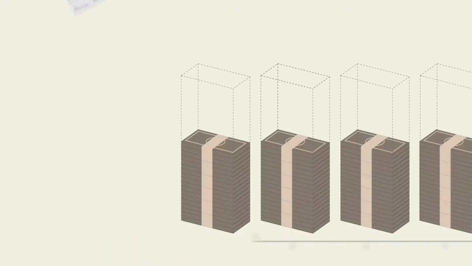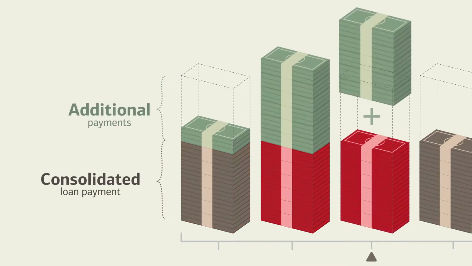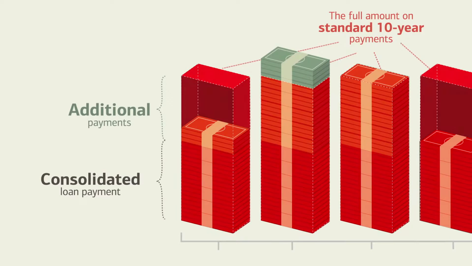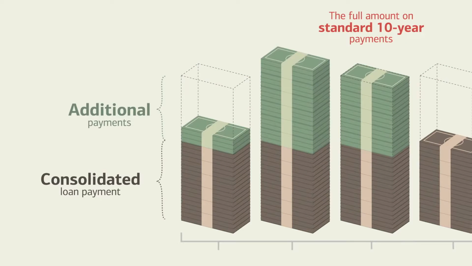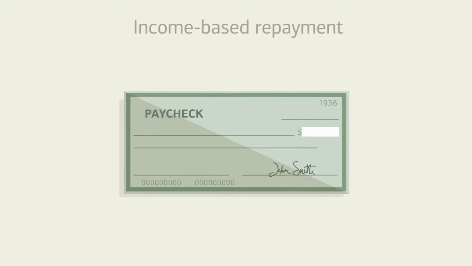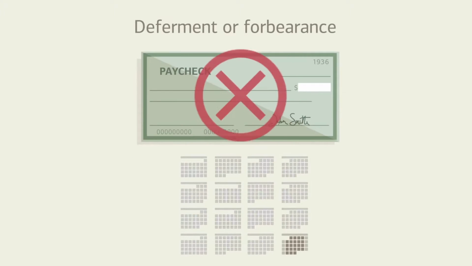But if you do decide to consolidate your loans, it's good to keep in mind that you always have the option of paying more than your monthly payment, which can save you money over time, while still having the flexibility of not having to make the higher monthly payments that you would have on a standard 10-year plan. But everyone's situation is different. If you're struggling to make payments on your original loans, you might consider repayment options other than loan consolidation, like an income-based repayment plan. Or if you run into a financial hardship and need short-term relief, you might consider deferment or forbearance. These options are covered in detail in other videos.